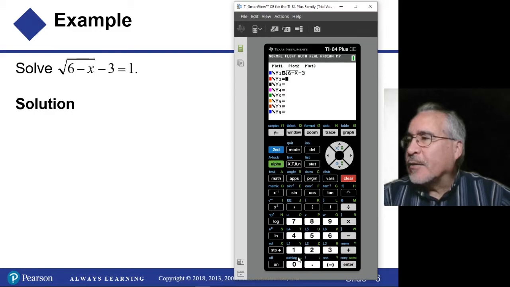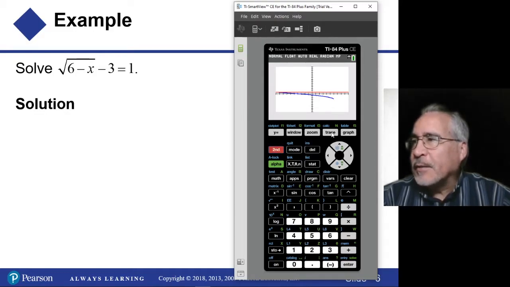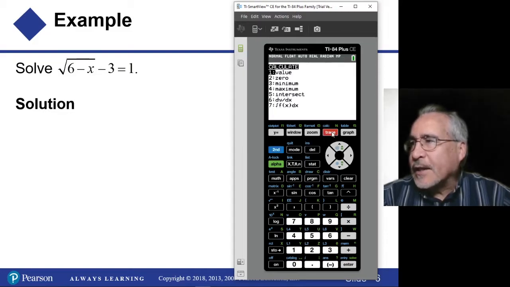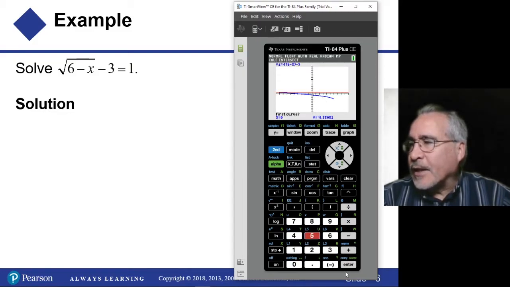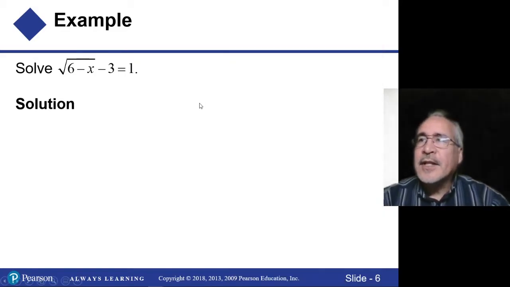I'm going to clear this one. I'm going to put 1. I'm going to graph it. We see the intersection over here, and it's just barely on screen, but we do see that they're crossing. Second calc, number 5, and then since I'm on one, I just hit enter. I'm on the other, I hit enter, and I hit enter again, and it gives my guess, and it says x equals negative 10. So we found the intersection.